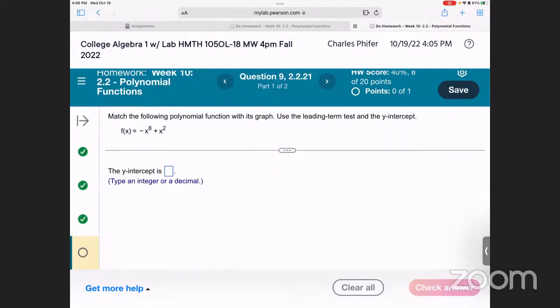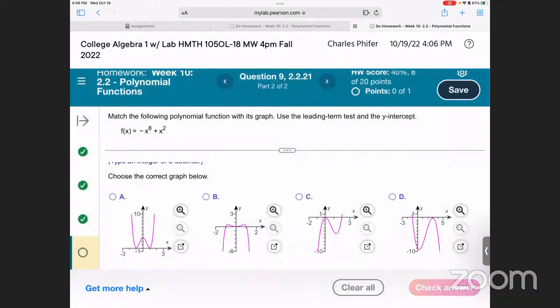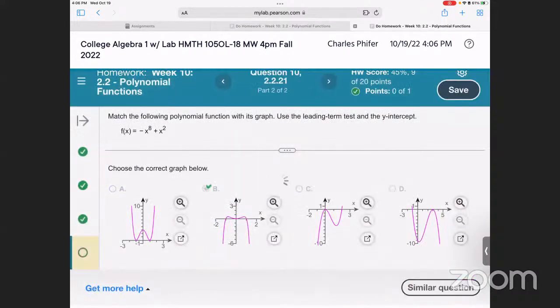So the y-intercept. If we're going to find the y-intercept, we set x to 0. And so if we plug in 0, the output here is going to be 0. So if we use the leading term test, the leading term in this case is -x to the power of 8. So the -1 as a leading coefficient means that our graph is going to fall to the right. And with the degree of the polynomial being 8, which is even, that means the other side does the exact same. So it falls to the right and falls to the left. The only one that falls to the right and the left is B. So that was the application of the leading term test.